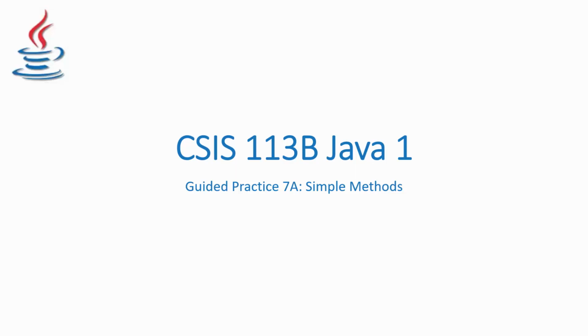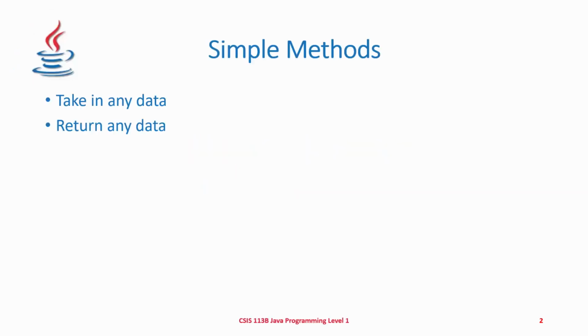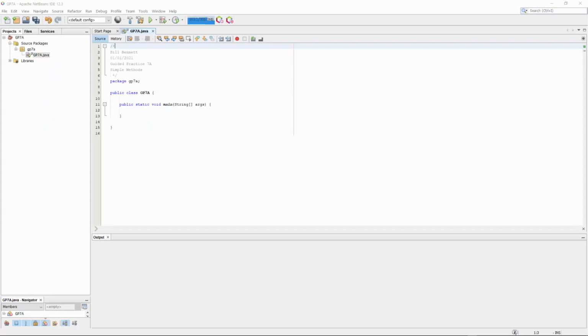In this guided practice video, you'll be learning simple methods. And when I say simple method, I'm referring to a method that doesn't take in any data, nor does it return any data. So you can see here I've created a new Java project in NetBeans. I've named it GP7A, and so we have a class then that is also generated from that name, GP7A.